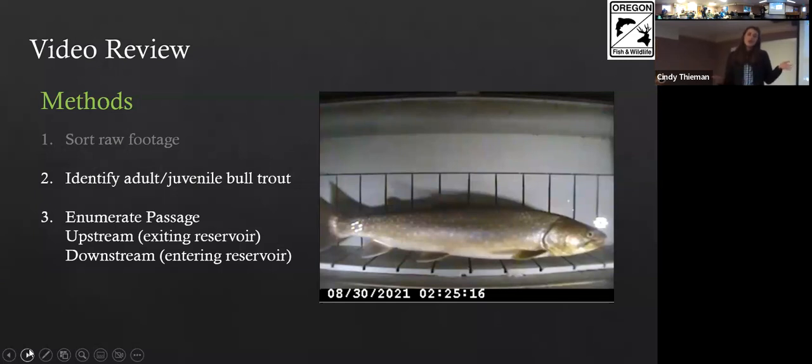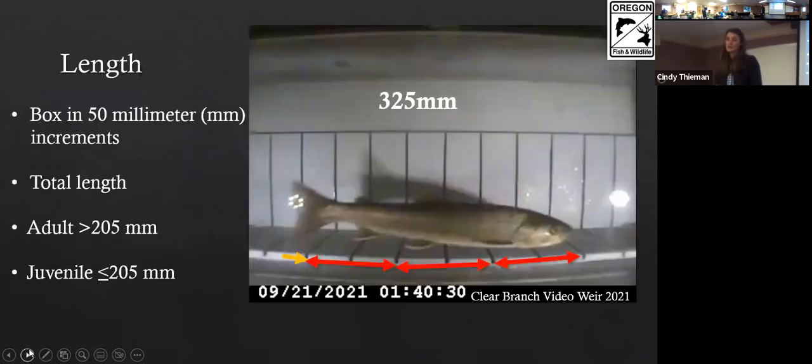So once we have raw video footage sorted out, and now we're just looking at our bull trout only footage, the first thing that we generally do is identify adults versus juvenile bull trout. You can see what the fish look like. This is the 2021 video system, so the 2022 images look a little bit different.